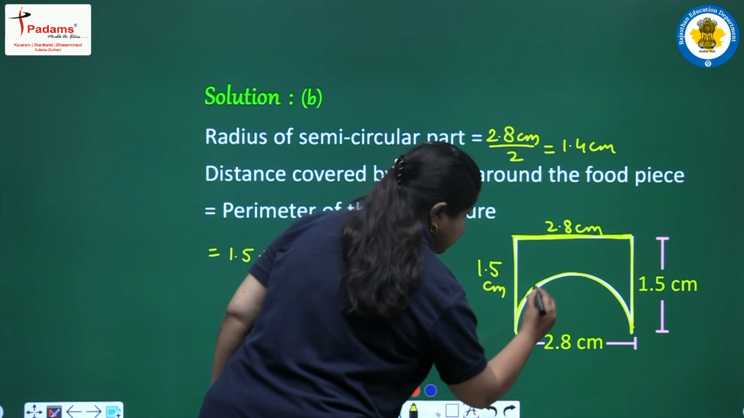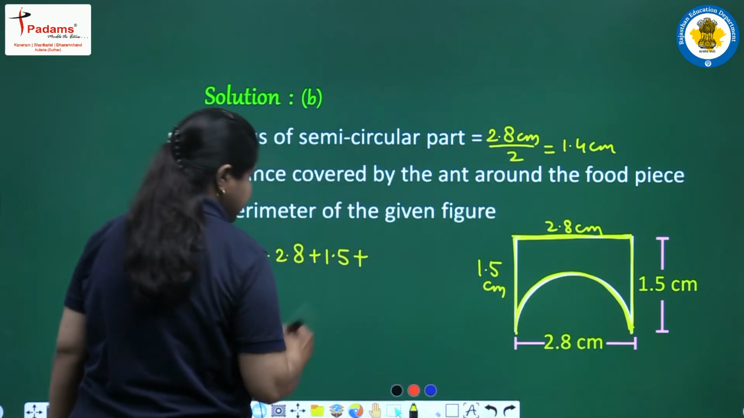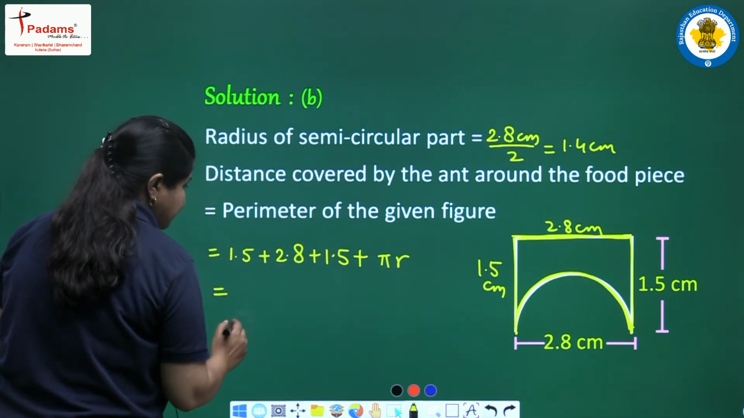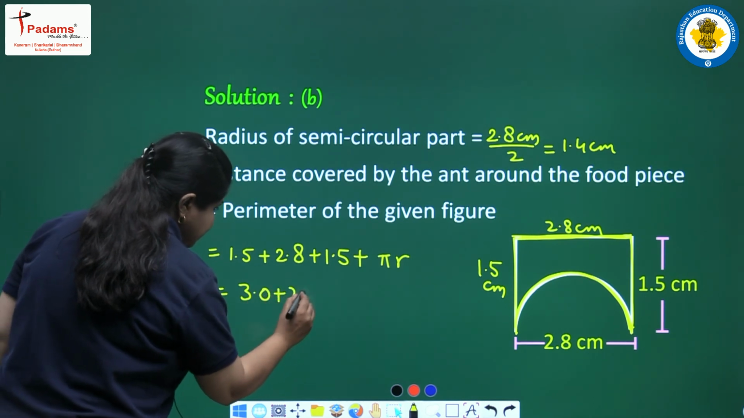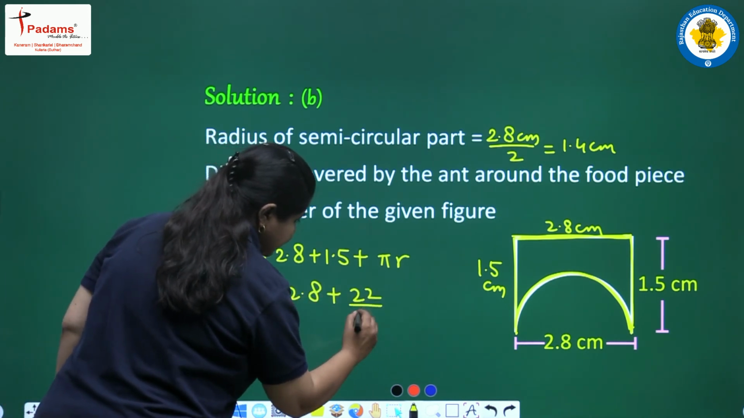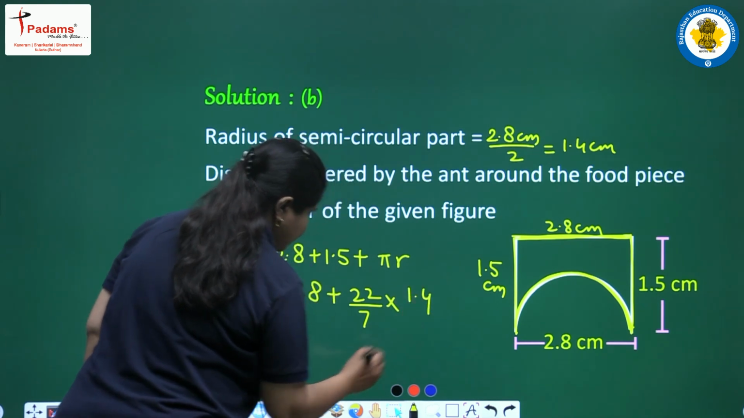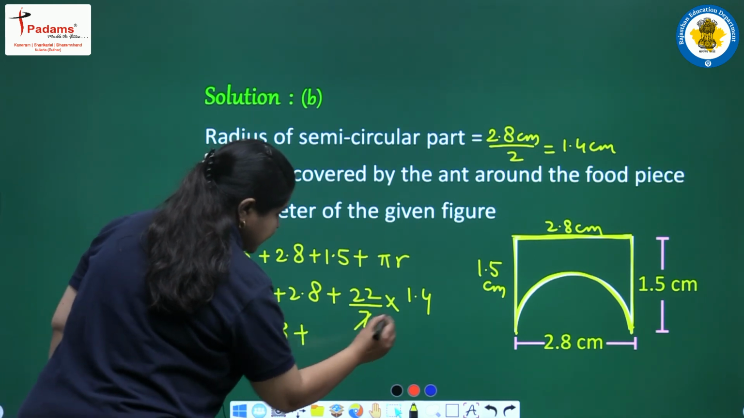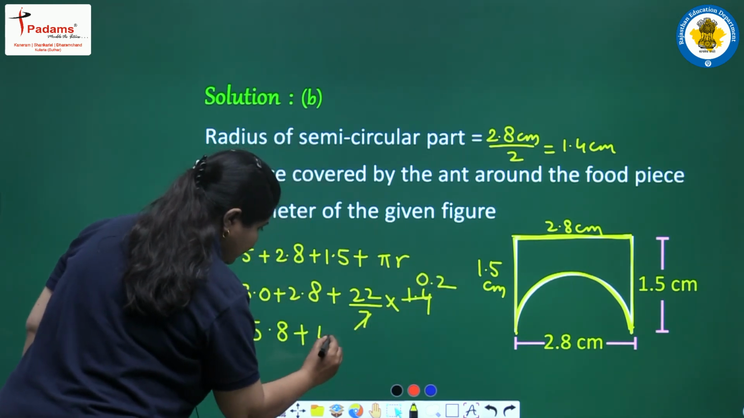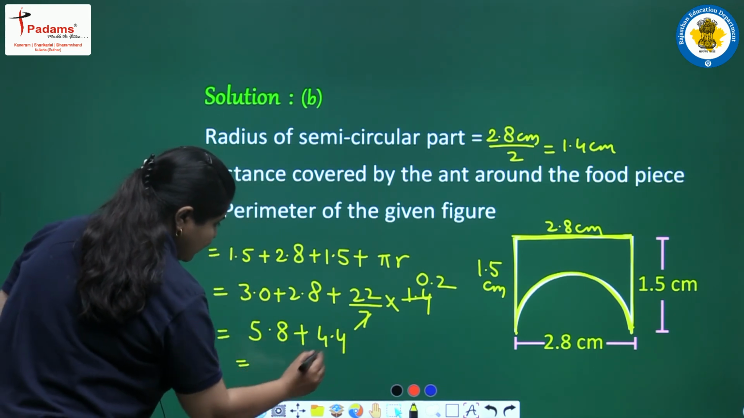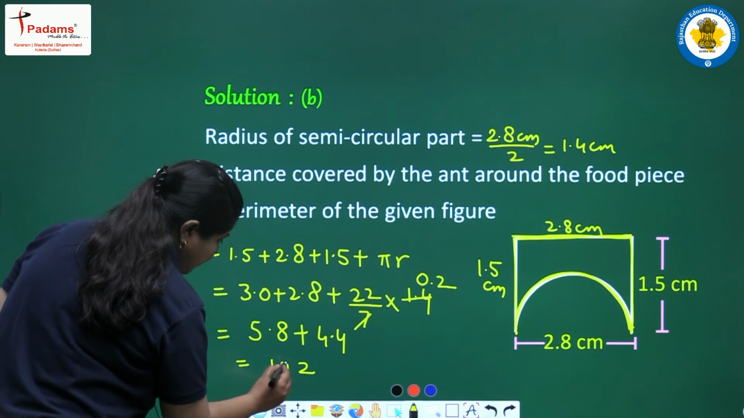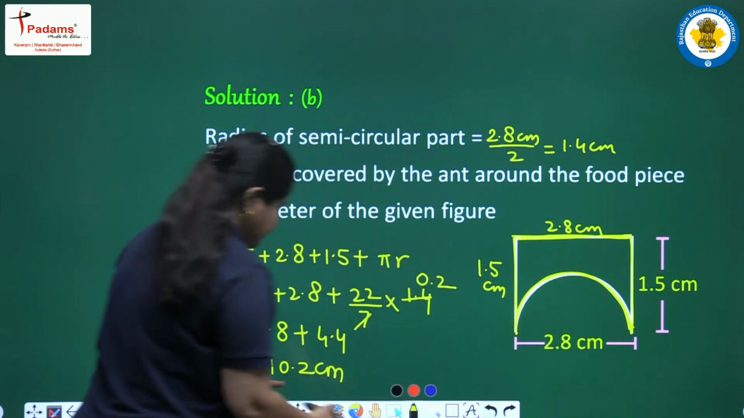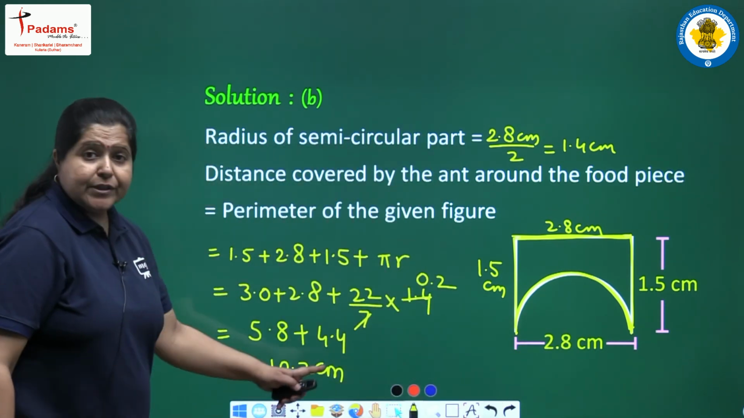और अब हमें ये सेमी सर्कुलर पार्ट का कैसे मिलेगा पेरीमीटर या सर्कमफ्रेंस? It will be given by πr. Again now 1.5 plus 1.5, it will be 3.0 plus 2.8 plus here 22/7 into r, which is given by 1.4. This will now be equal to 8 and 5.8 plus here cancel this again 0.2, this will be 4.4, and add up 8 and 4, 12, 1 carried, it will be 10.2 centimeters. So to take a round for this food piece, the ant will have to move about 10.2 centimeters.